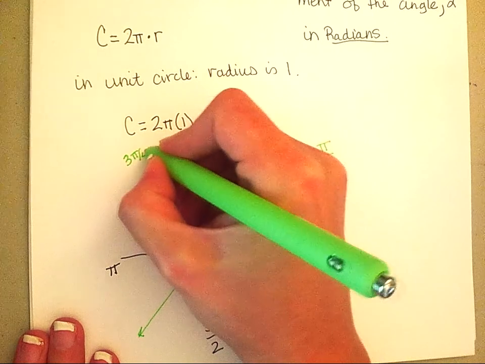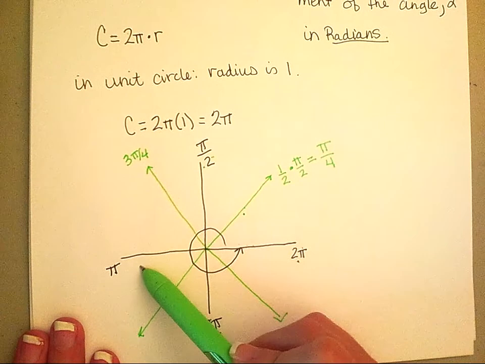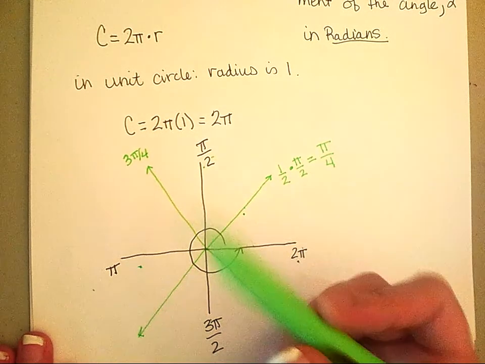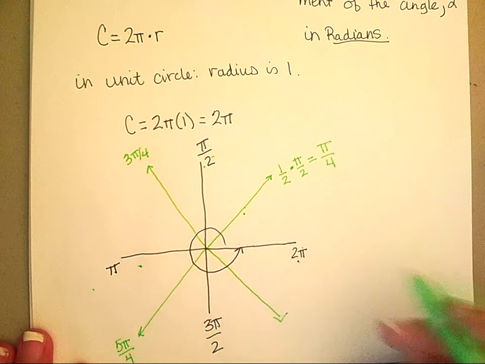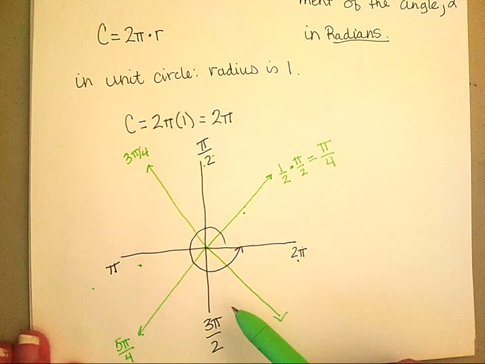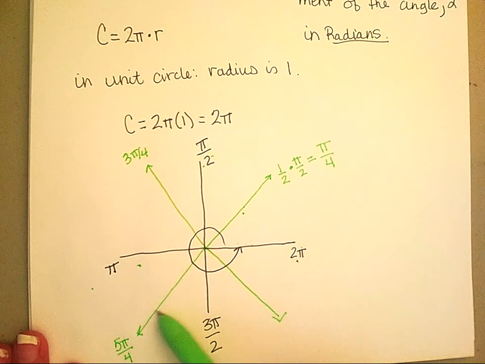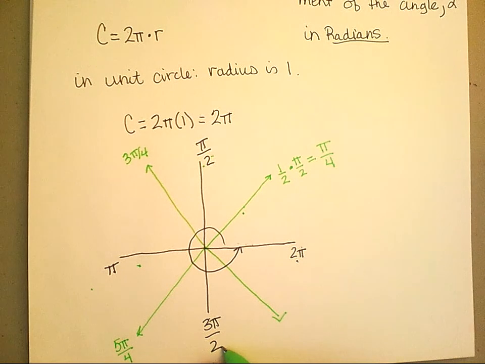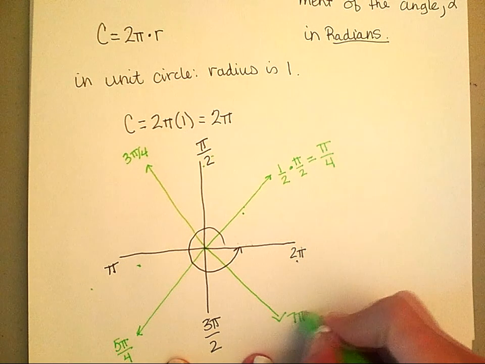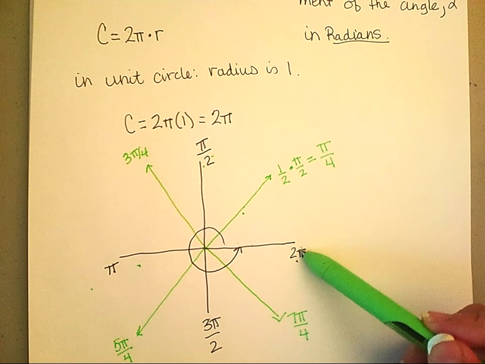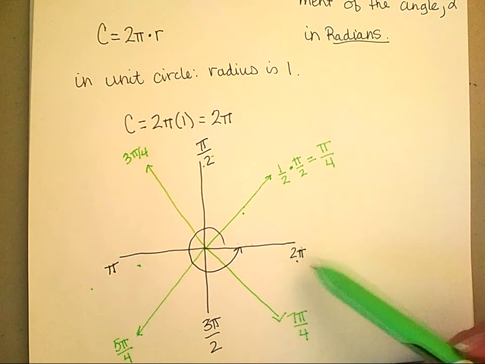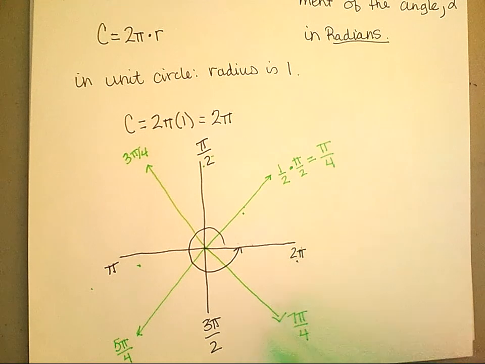This has to be 3 pi over 4. 4 pi over 4, which is just pi. This is 5 pi over 4. This is 6 pi over 4, which reduces to 3 pi over 2. And this is 7 pi over 4. And then finally, we would add another pi over 4 to get to 8 pi over 4, which is 2 pi.